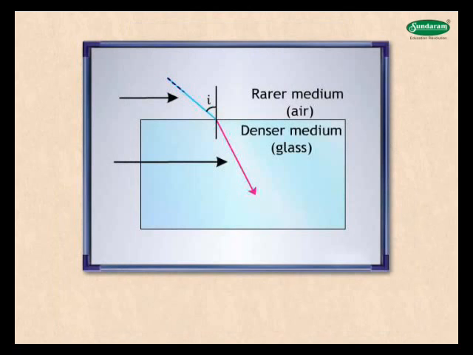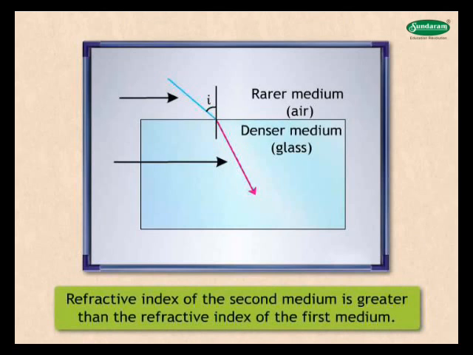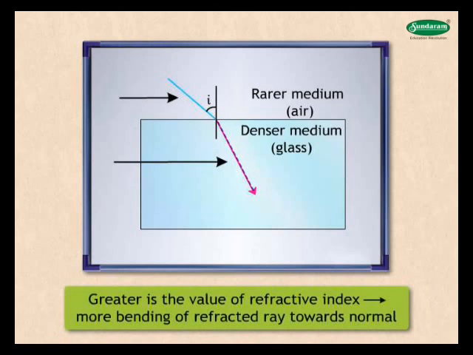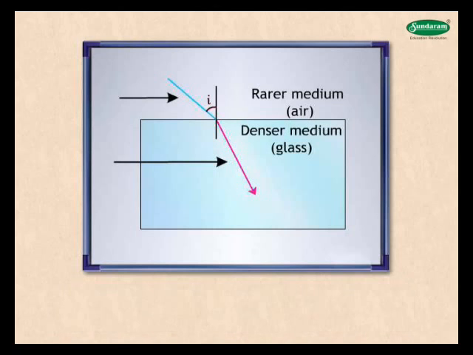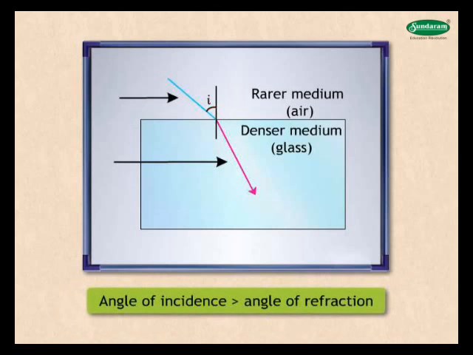When a ray of light moves from an optically rarer medium to an optically denser medium, the ray bends towards the normal. Example, from air to glass. In this case, the refractive index of the second medium is greater than the refractive index of the first medium. The greater the value of refractive index, the more the bending of the refracted ray towards the normal. The angle of incidence is greater than the angle of refraction.